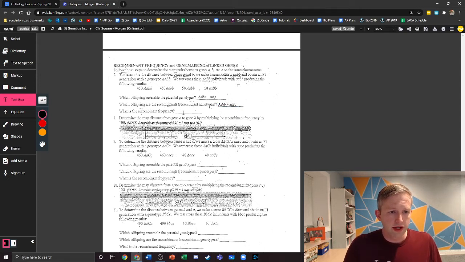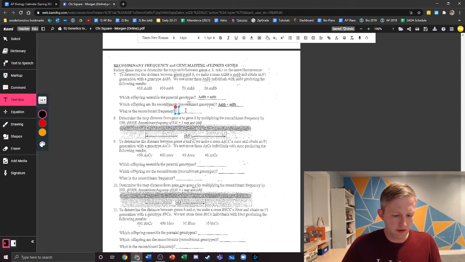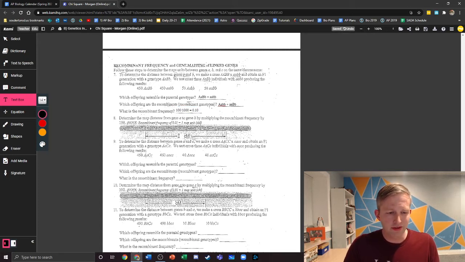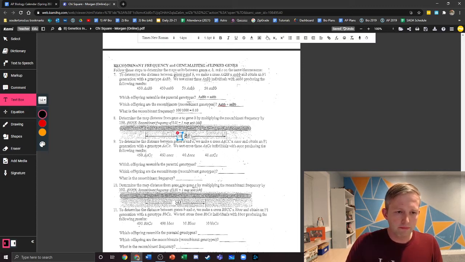To find the recombinant frequency here, we look at how many were recombinant. That's the 50 plus 50, so 100 out of 1,000, or 0.10. So about 10% are recombinant. Through this, we come up with a way of mapping these genes. We take that number, multiply it by 100, or basically turn it into a percentage, and we call that a map unit, which is in units of centimorgans, named for Thomas Morgan. So we find that the A and the B gene are 10 centimorgans away from each other.